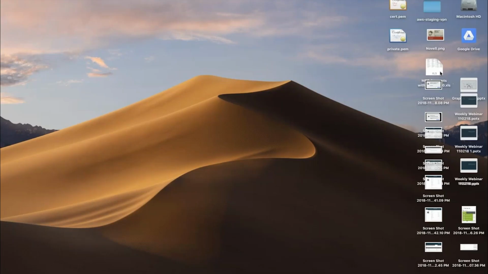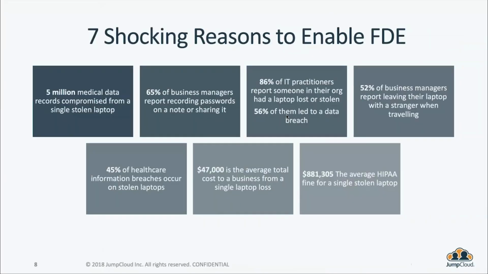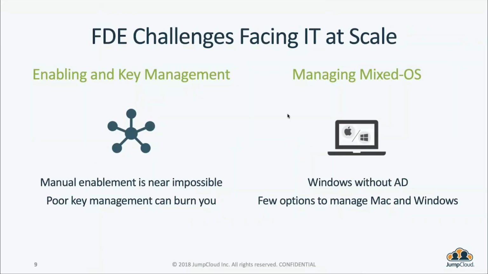All right, so let's go back to the presentation here. Great. So now let's take a look at some of the challenges that face organizations that are attempting to enable full disk encryption at scale. Part of it is the enablement, especially at scale. As I mentioned earlier, these are very easy to set up in one-off situations. But if you're required to do manual enablement for 20 or more, hundreds, thousands of systems, obviously it'll be impossible.